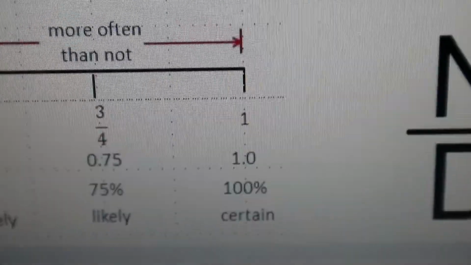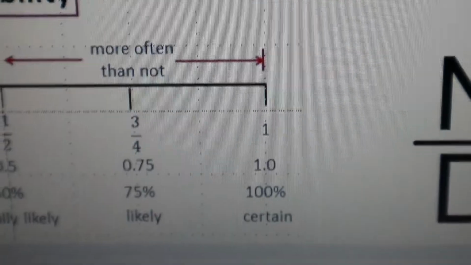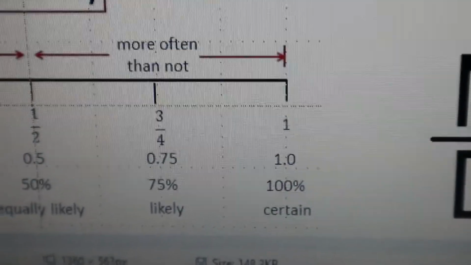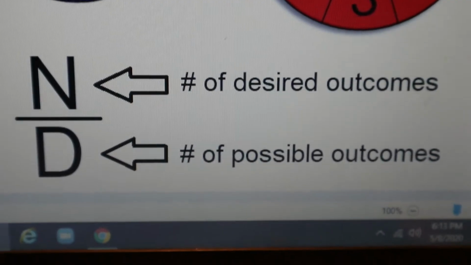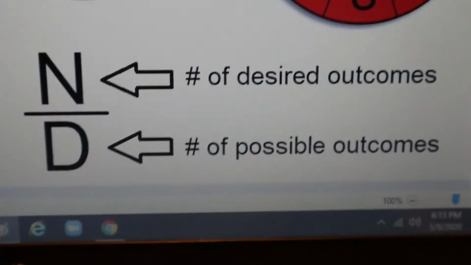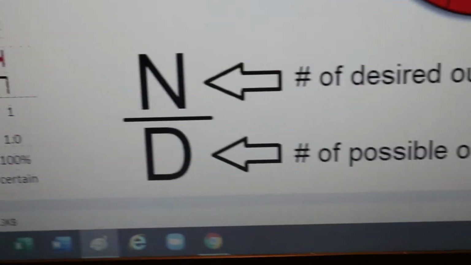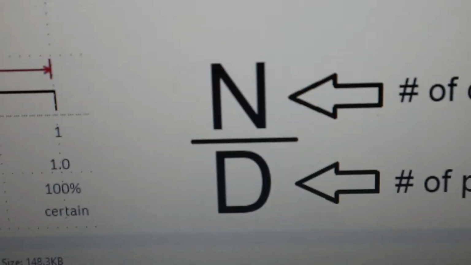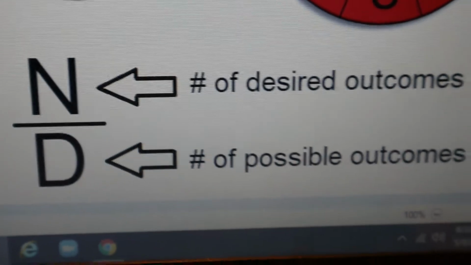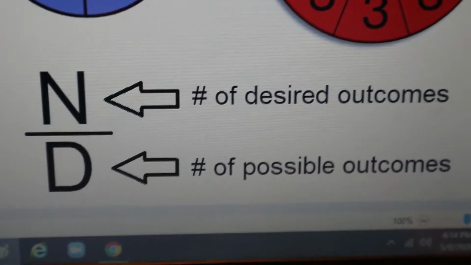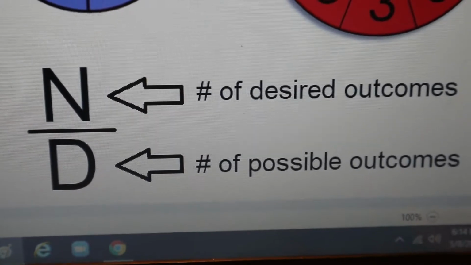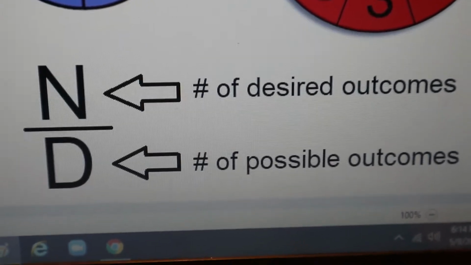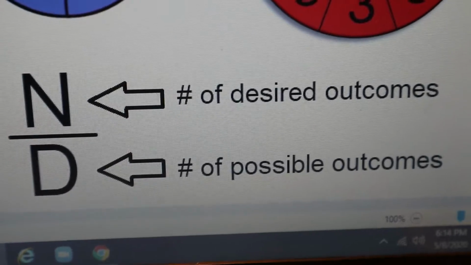So what we're going to do today is I'm going to go over a few examples of how we're going to use fractions to describe outcomes, or the probability or the chance of something occurring. So over here we have the numerator and the denominator. On the top, the numerator represents the number of desired outcomes. Okay. And on the bottom, we have the total number of possible outcomes that can occur.